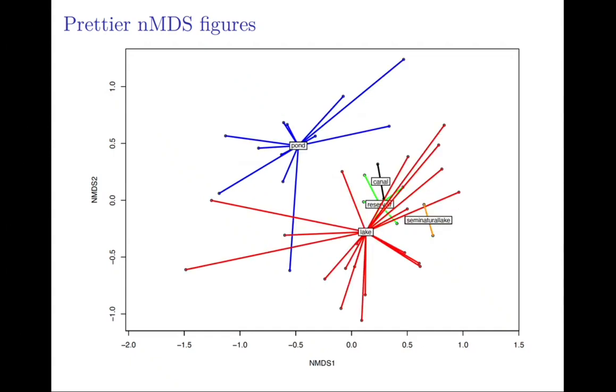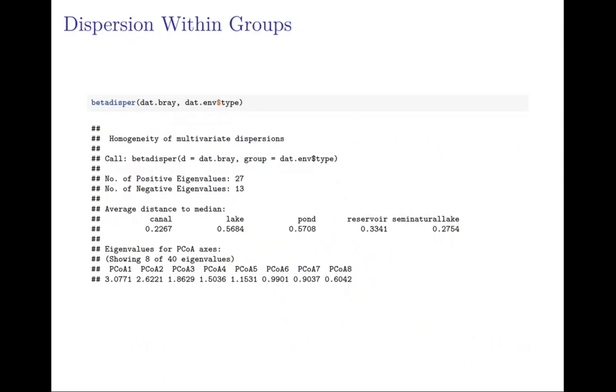Also, you can color your spider diagrams, and I also have the code under the hood for that, which I think these look really nice. One really cool thing that you can do, when thinking about adonis and in this package, is you can look at the dispersion within your groups with the betadisper function.